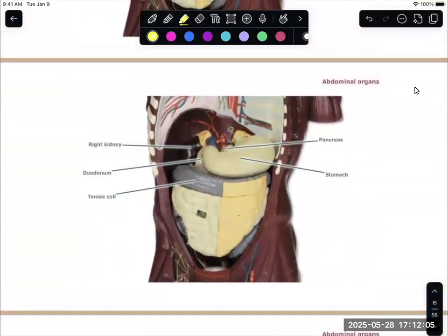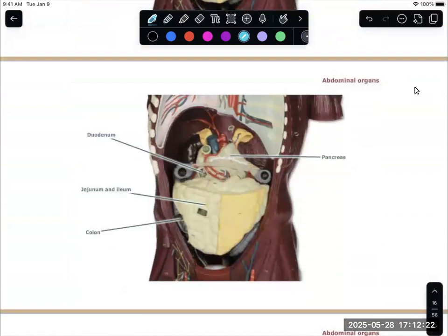Here we can see if we take out the liver, you got that duodenum, the first part of that small intestine. You got the stomach. You can kind of see the pancreas somewhat. Here you see that tinea coli really well. They like to keep labeling that because it's easy to see.